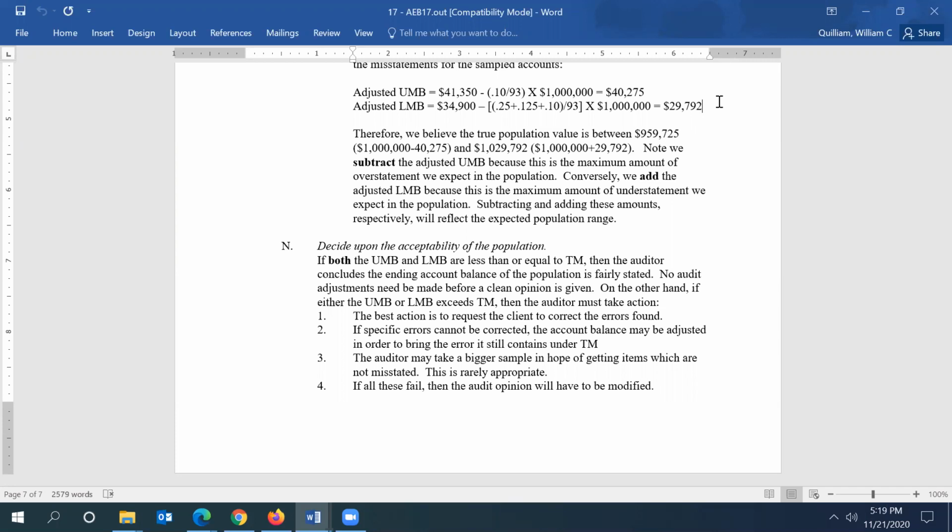Number four, if all these fail, then the auditor is going to have to do this. That audit opinion is going to have to be modified. It won't be clean any longer. Do you think the client likes that? No. All right, so that's PPS sampling. Any questions about that?